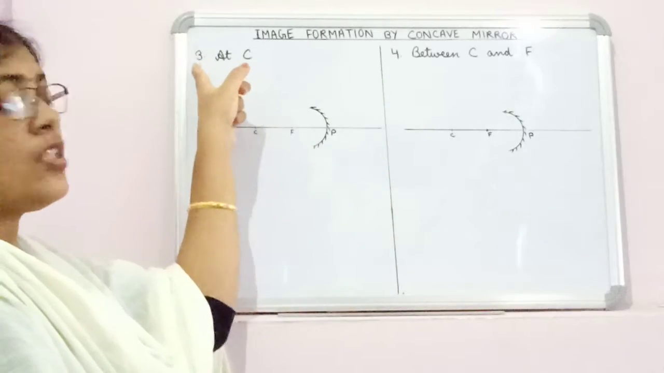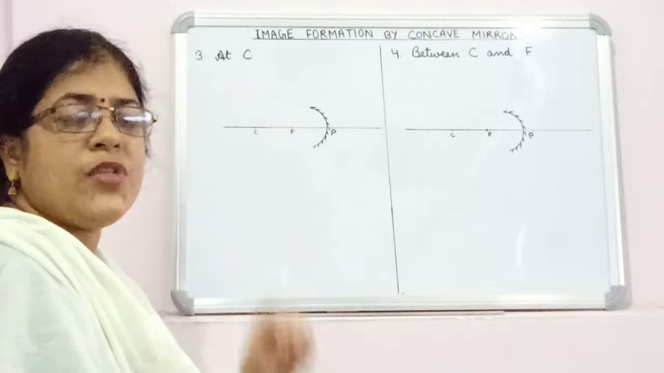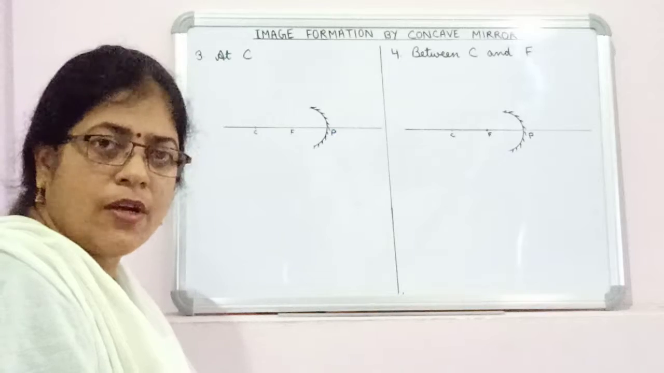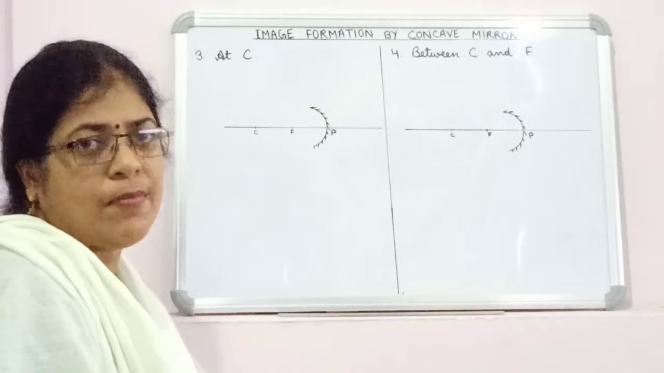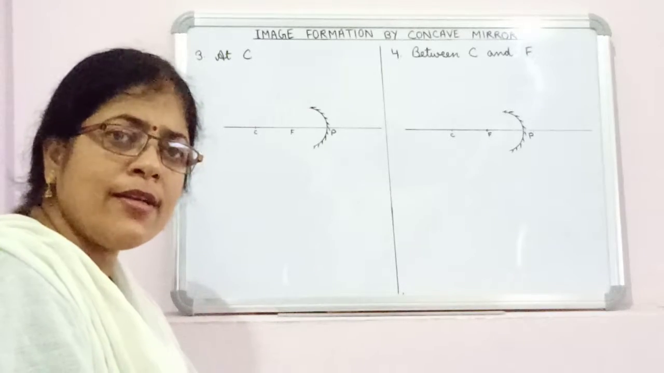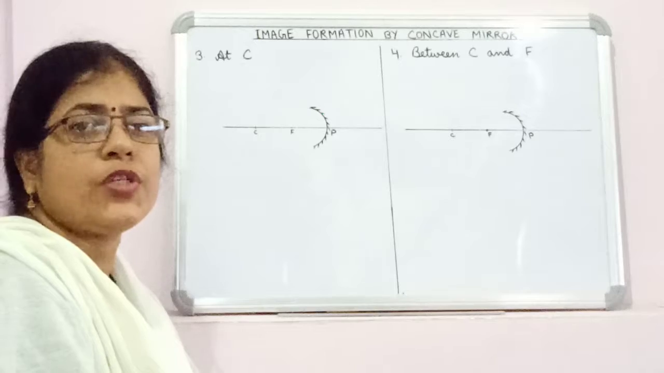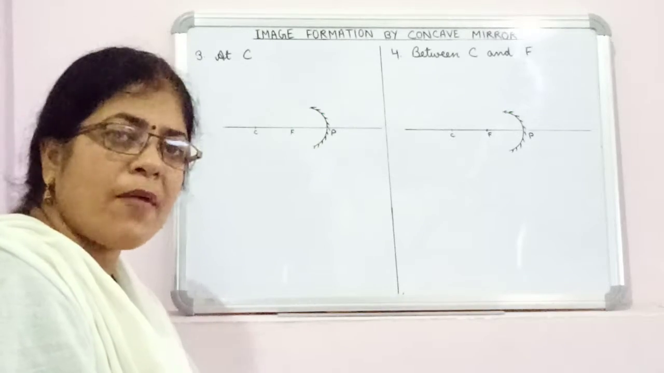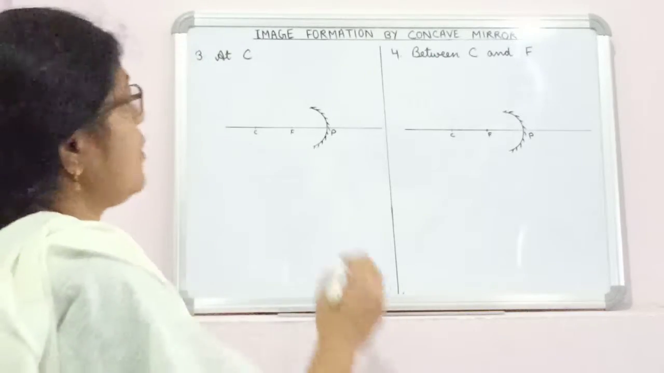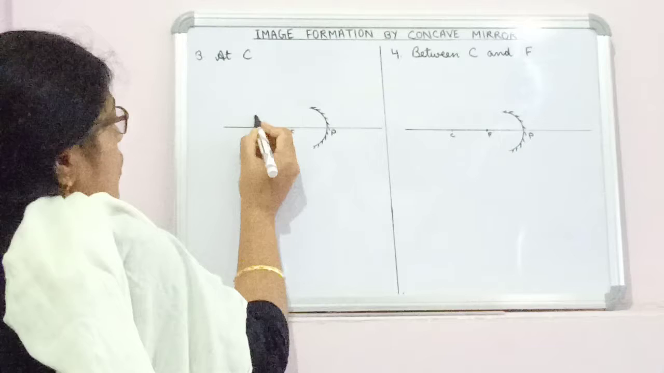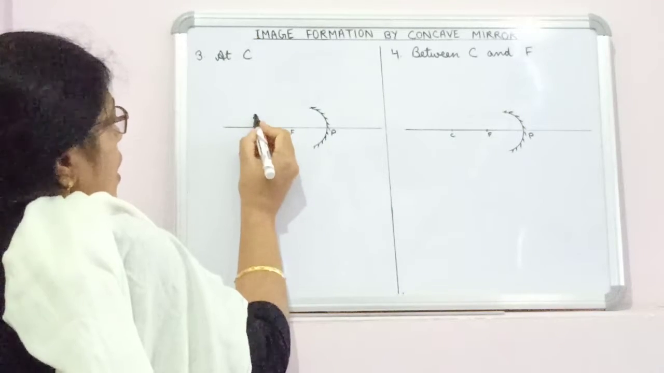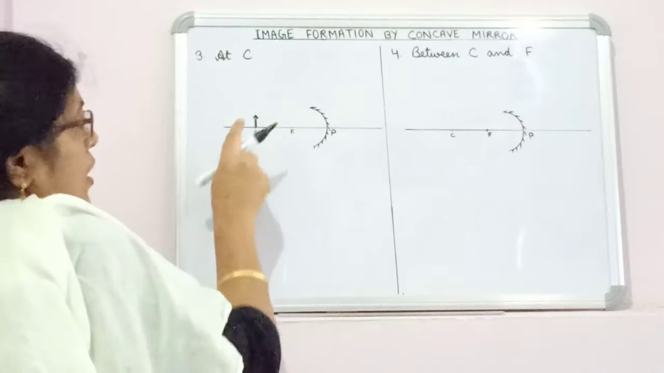So we are going to have the third case, where the object is kept at C. C means the center of curvature. In a previous video we discussed the terms associated with spherical mirrors and the special rays that we are going to apply to show the image formation. So we are here with the third case, when the object is placed at the center of curvature. This is our object.